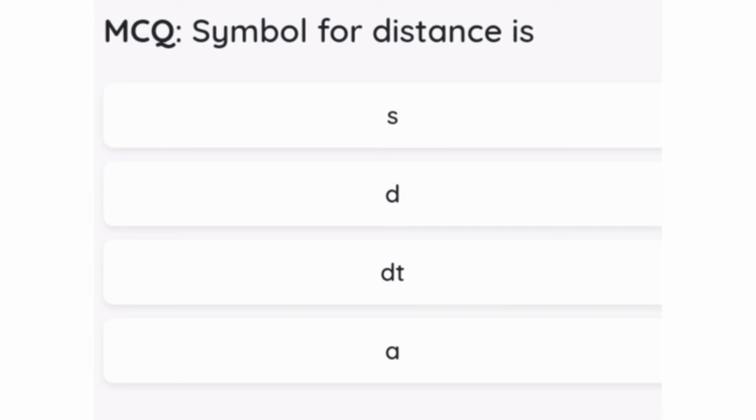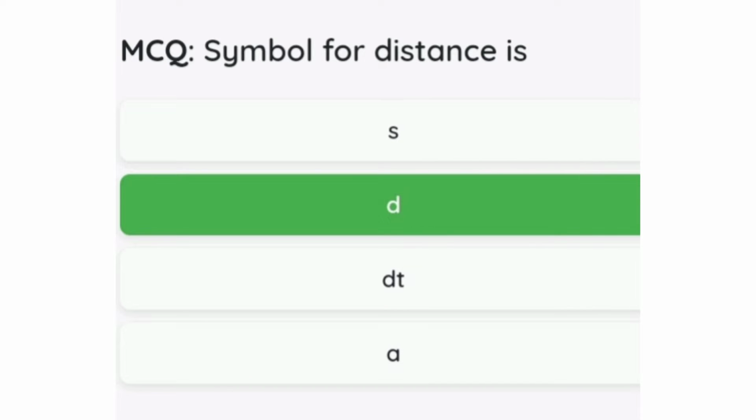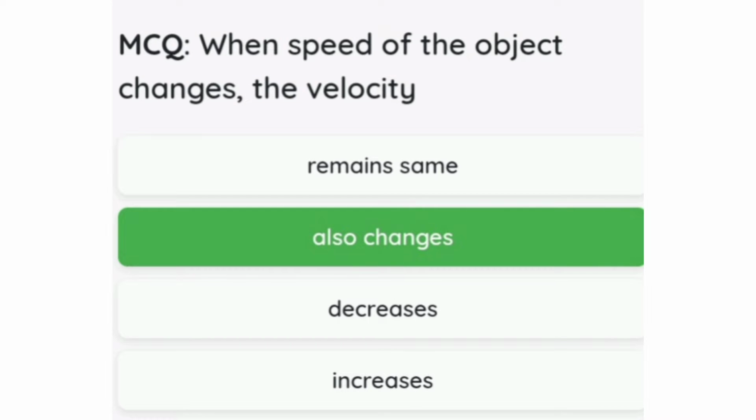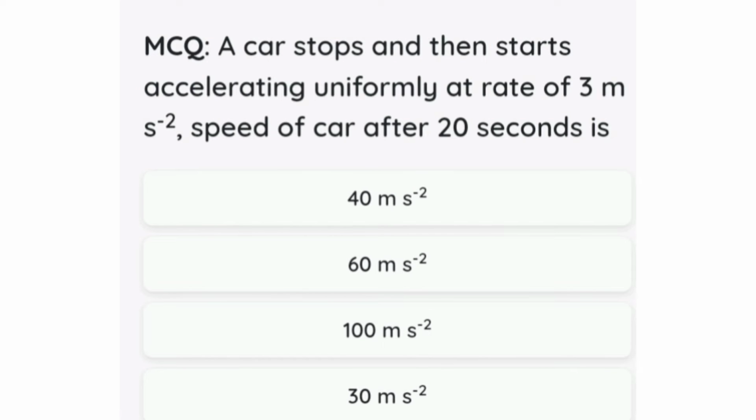Next is: the symbol for distance is. As you know, we represent distance with the symbol small d. So the right answer is small d. So the next MCQ is about when the speed of an object changes, the velocity. As you know, whenever speed changes, it means that velocity will also change. Velocity is the rate of change of speed, so whenever speed is changed, velocity will also be changed.